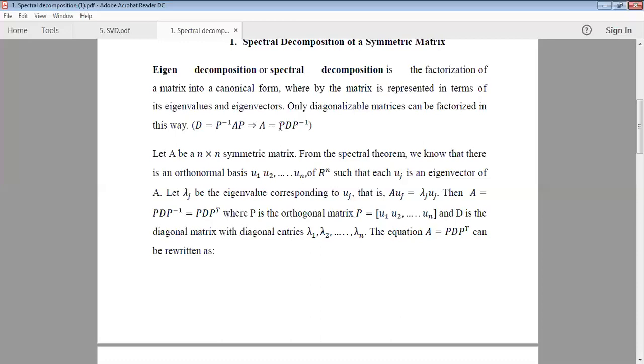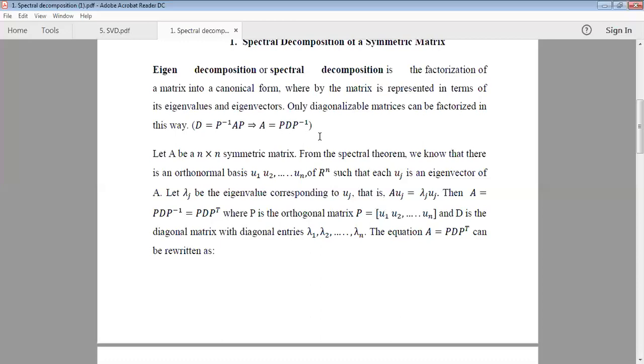Now in this, what is P? P is nothing but an orthogonal matrix. The columns of P are nothing but orthonormalized eigenvectors.